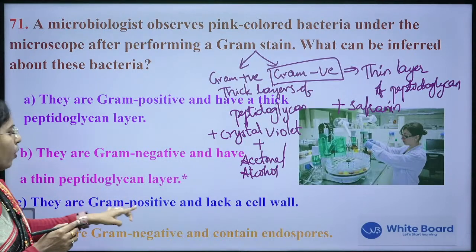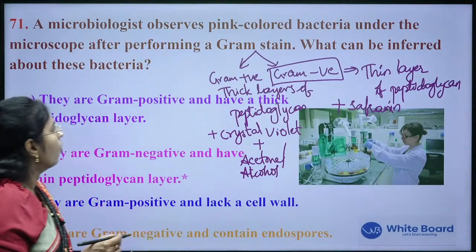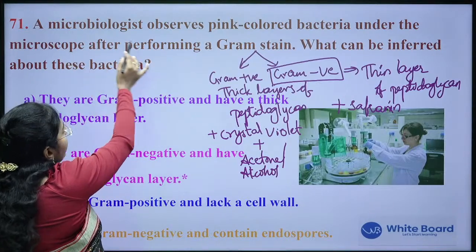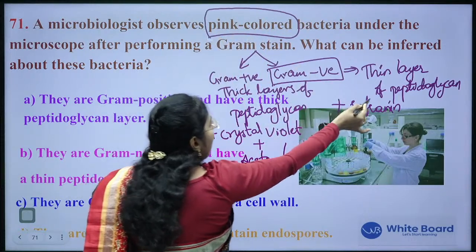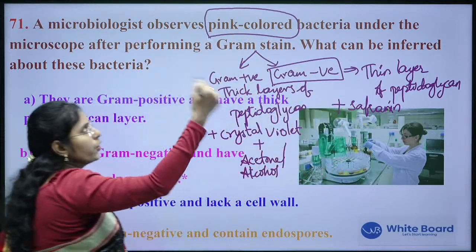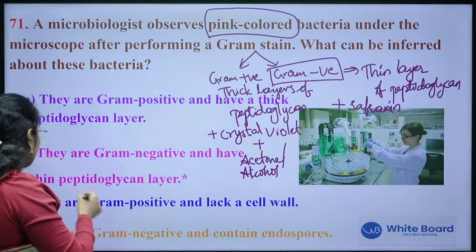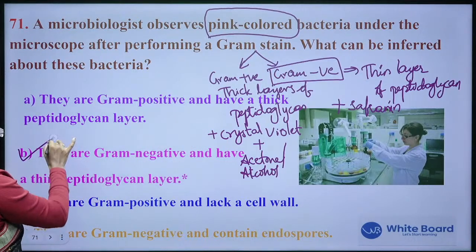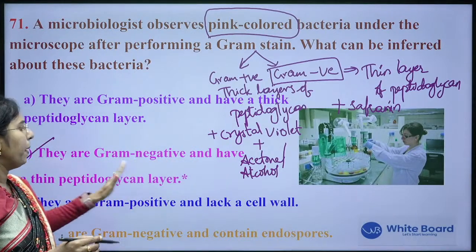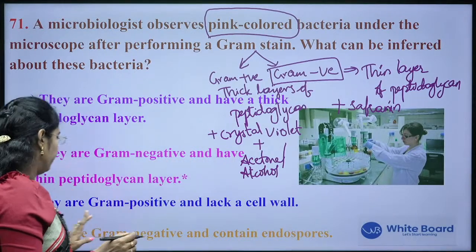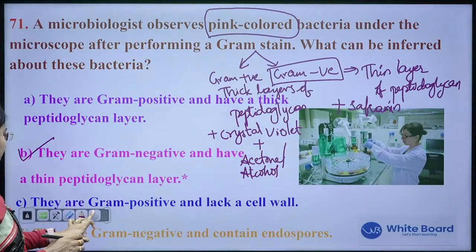Next, they are gram positive and lack a cell wall. What they have given in the option? A microbiologist observes pink color. So here gram negative bacteria will produce pink color. Okay, so therefore the correct option is this one: they are gram negative and have thin peptidoglycan layer. So option C is the correct answer.